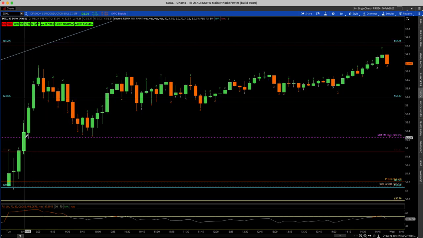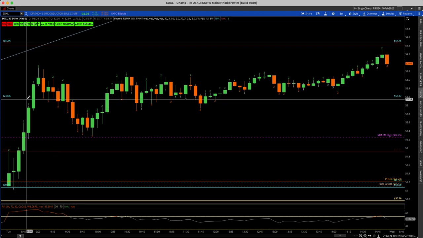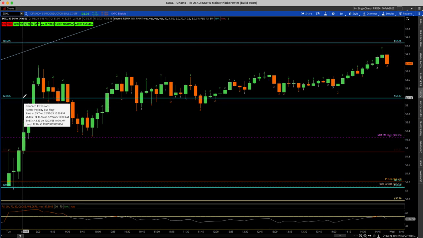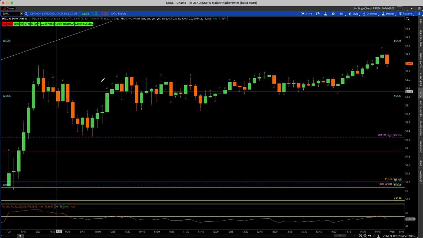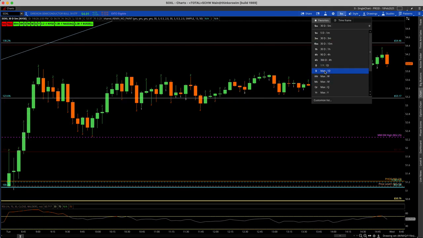We saw a little bit of a stall out around market makers expected move high for a couple of minutes, but then we ended up just pushing through. We made it up to this 123.6 bull flag extension of the holiday bull flag. I'll show you what I'm talking about real quick.